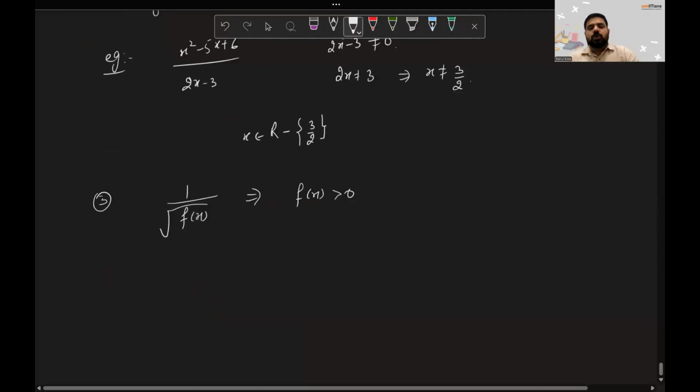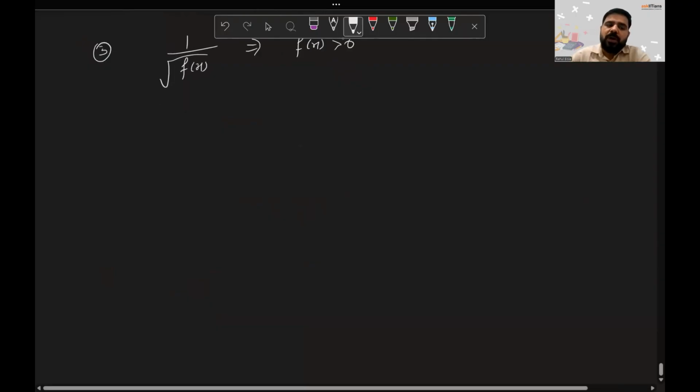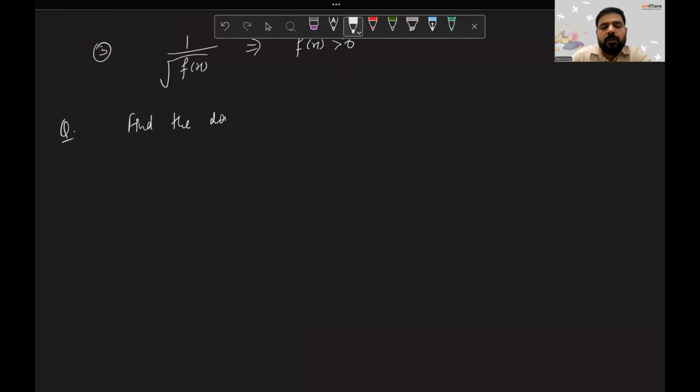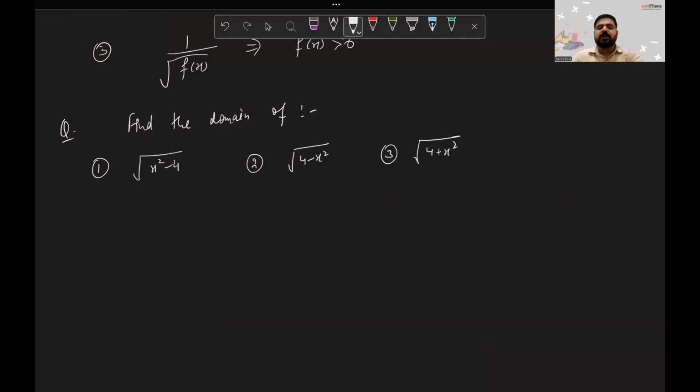Okay. Chalo. So let's find the domain of a few questions over here. Let's say we have taken one example already. Find the domain of: first, root of x square minus 4. Second, root of 4 minus x square. Third, root of 4 plus x square. Initially, I'm taking very basic examples for you, right? So we are having root of these quantities.